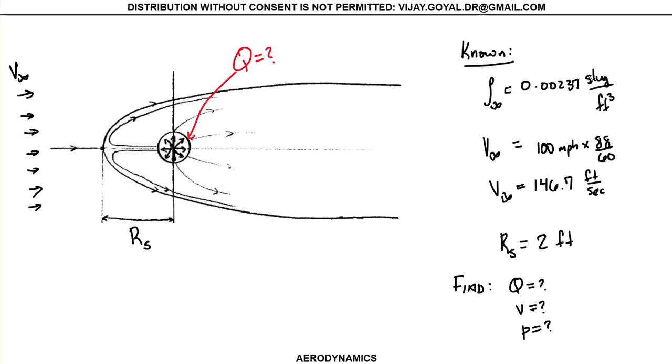Okay, and we are working with sea level conditions. So for sea level conditions, the density is 0.00237 slug per foot cubed. 100 miles per hour is the same as multiplied by 88 divided by 60, and that gives you 146.7 feet per second. RS is equal to 2 feet. We want to find the Q, V, and P. Okay, so let's start the problem.